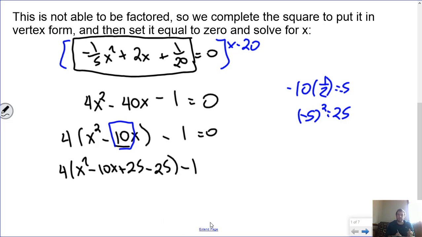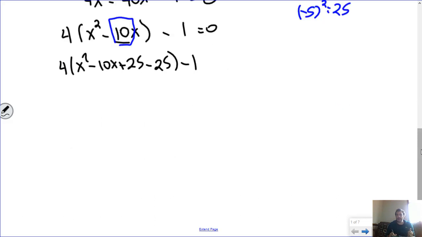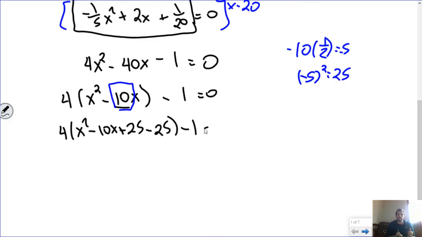And the reason that we have to subtract it is we add this 25, we change the value of my left-hand side, and it's no longer going to be equal to 0. So in order to make up for that, we also have to subtract 25. Now, again, you might be asking, well, why did we add the 25 in the first place?